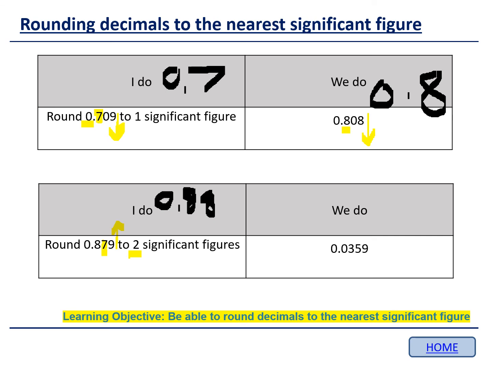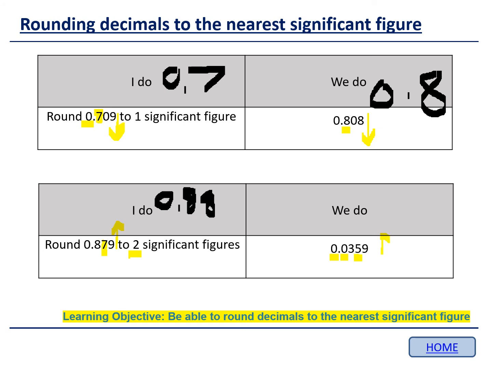Okay, so two significant figures. So we have nothing represented here, nothing represented here, and then we have a 3 in the hundredths column, a 5 in the thousandths and a 9 in the ten thousandths. To help us decide, the second significant figure is going to be the 5 on this occasion. So don't worry about the 3. We look at the 9.